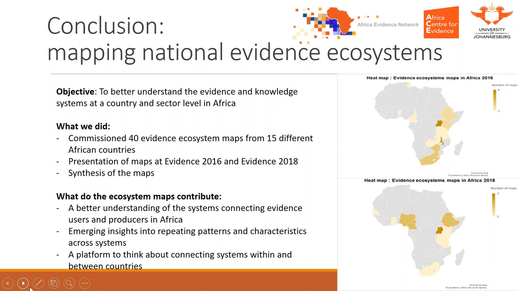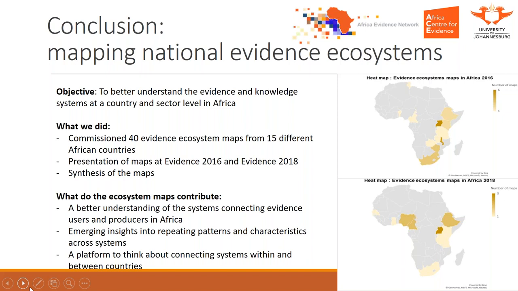And lastly, a platform to think about connecting systems within and between countries. This is very blue skies thinking, but a common understanding of the overall evidence landscape between our countries and how we can communicate with each other, just an open channel.